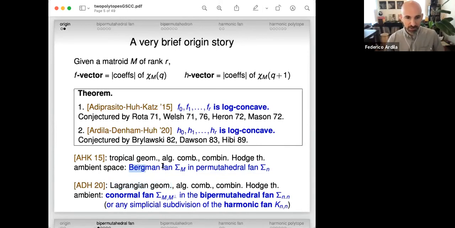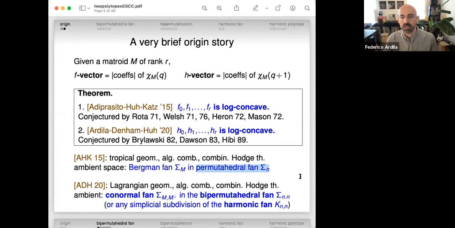And in particular, we had to, instead of a Bergman fan, use something called a conormal fan associated to a matroid. And instead of the permutahedral fan, we needed to find a fan for which we had two candidates: the bipermutahedral fan and the harmonic fan. Okay, and so if you don't have a lot of experience with matroids, that's totally fine. The point that I'm trying to make here is simply that these two objects, which are the main objects of my talk, were supposed to be some kind of analogs of the permutahedral fan for this setting. Okay.